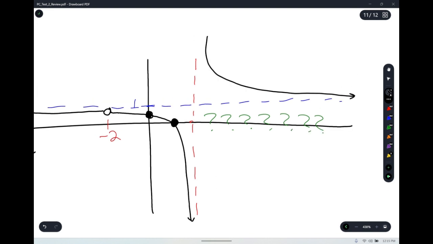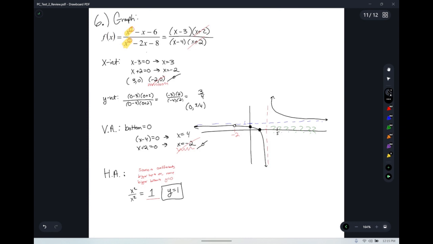But I don't actually like trusting myself. I'll always plug in one extra number to see. So I think 5 would work. You just plug it in and check, and I guarantee it'll give you a number bigger than 1. Cool? Let's just graph in those things.